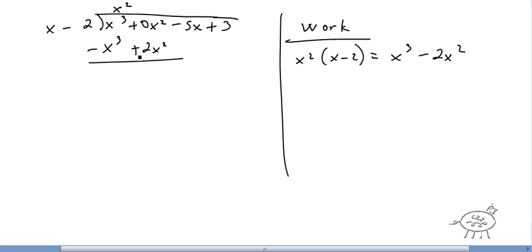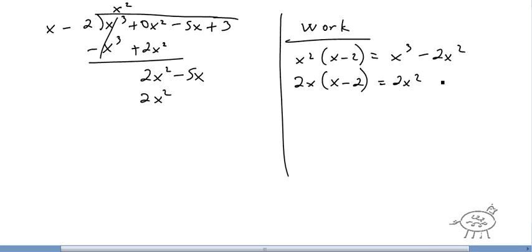Okay, change the signs. That cancels, and I get 2x squared. And then bring down the next term, minus 5x. What times x is 2x squared? It's 2x. So 2x times x minus 2. That gives me 2x squared. Oop, I'll write here first. 2x squared minus 4x. So minus 4x. So that changes that. That cancels, and I get negative x.